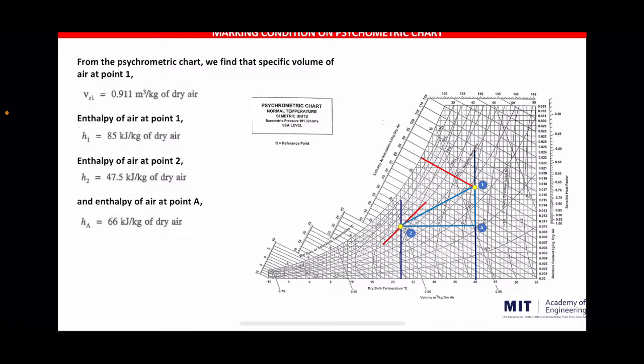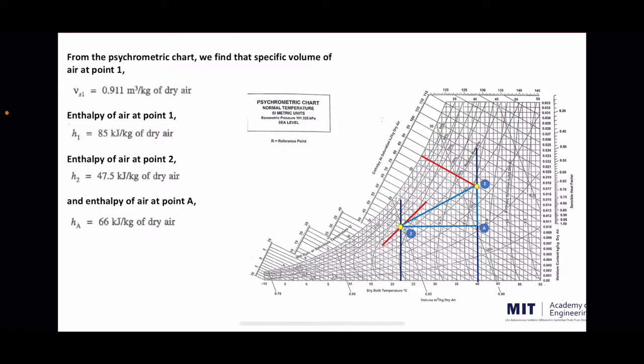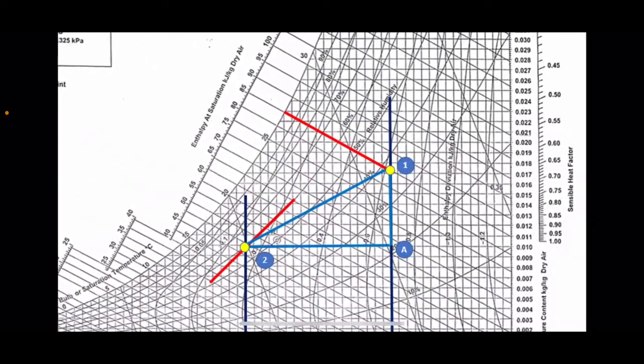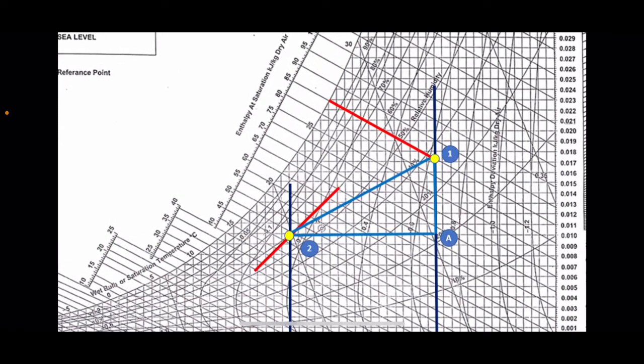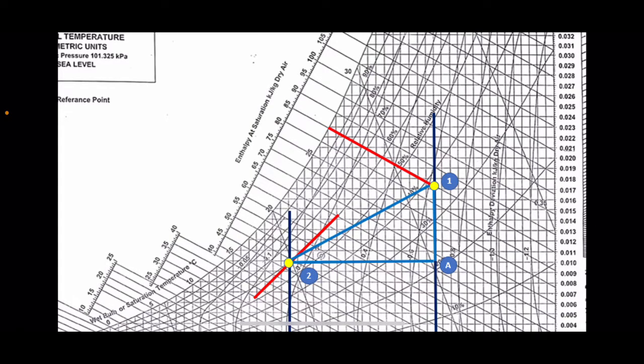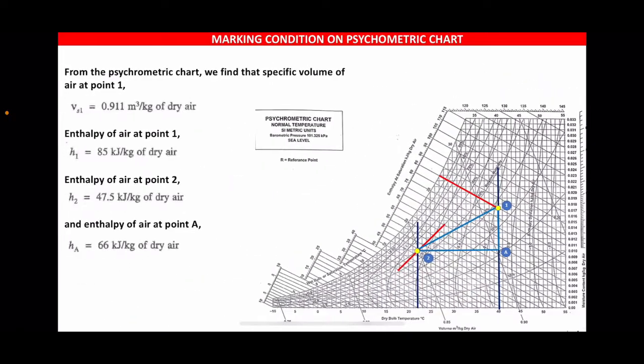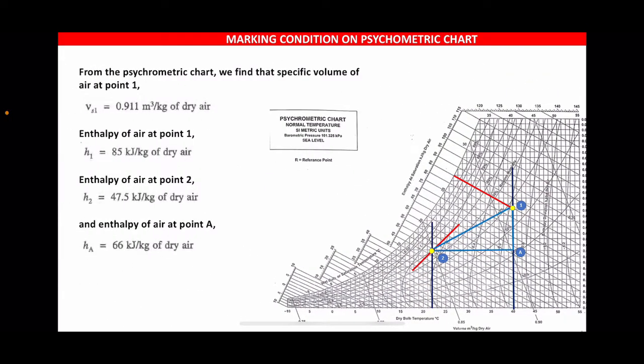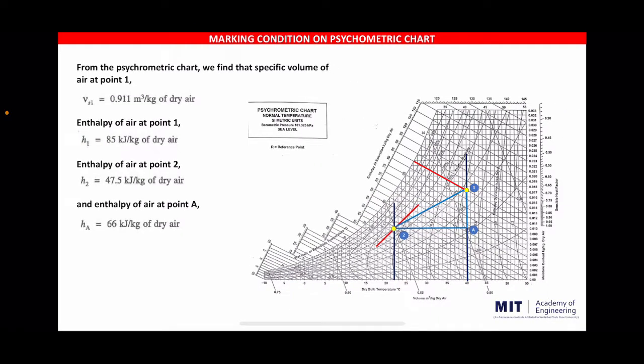Similarly, we will plot and note down the enthalpies at points 1, 2 and A. How do we note the enthalpy? It is very simple: from point number 1 we extend an inclined line and read it off. At point 1 it is somewhere between 85 and 90, for point 2 it is around 45 to 50, and for point A we draw an inclined line and read the enthalpy. So we get the enthalpies: H1 at point 1 is 85 kilojoule per kg, at point 2 it is 47.5 kilojoule per kg of dry air, and at point A it is 66 kilojoule per kg of dry air.